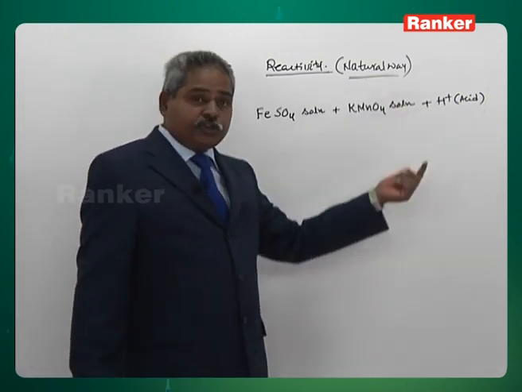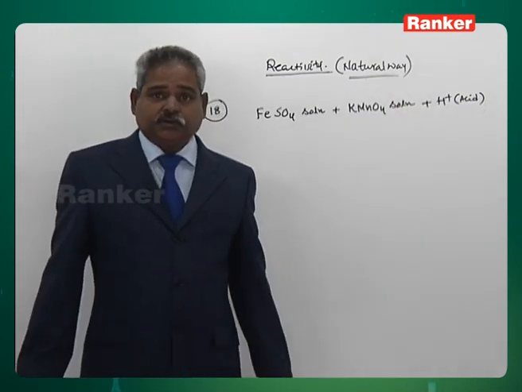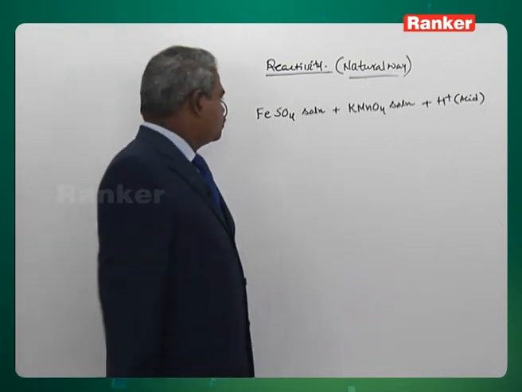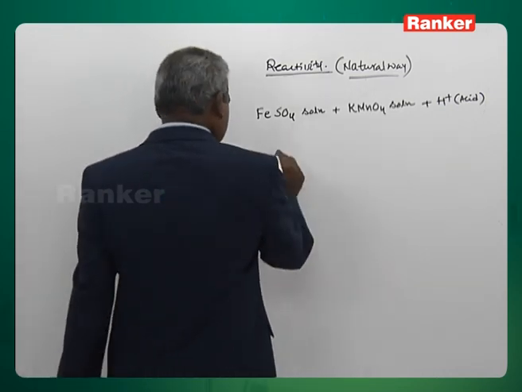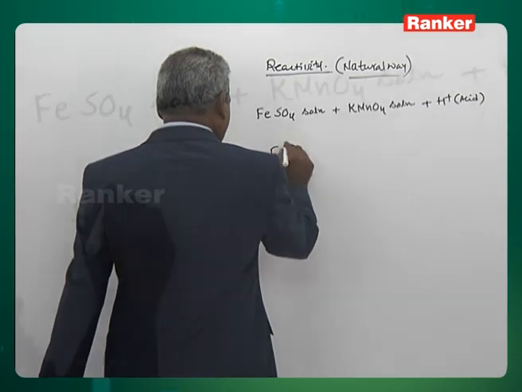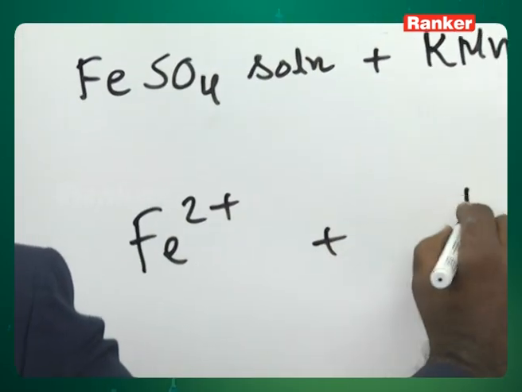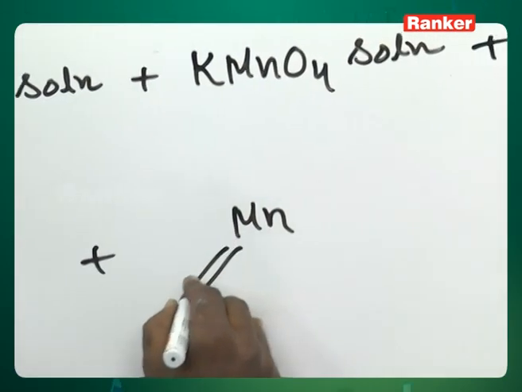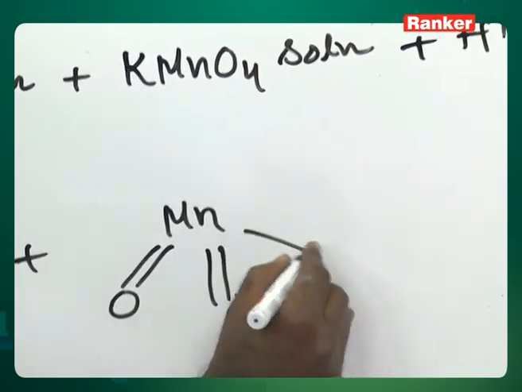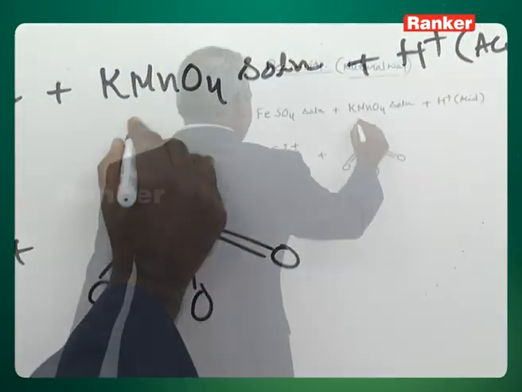What has happened? H plus, H plus. What is the role of H plus here? So let us eliminate the spectators who don't do anything. Ferrous plus permanganate, Mn double bond O, double bond O, double bond O, O minus.